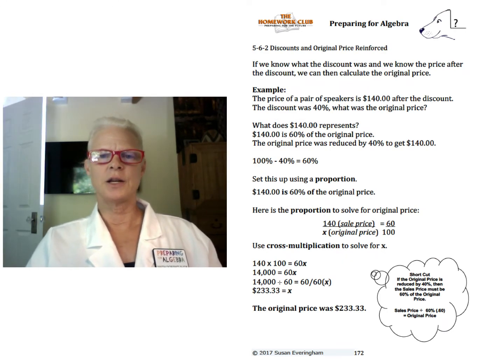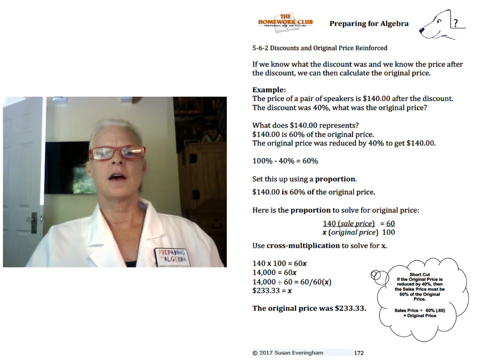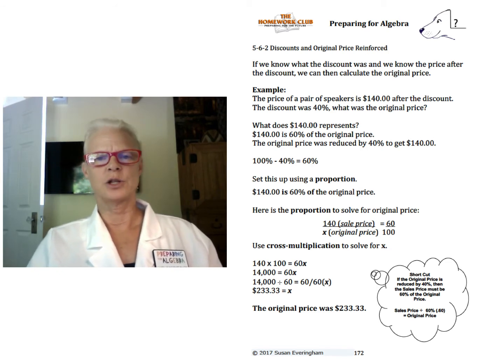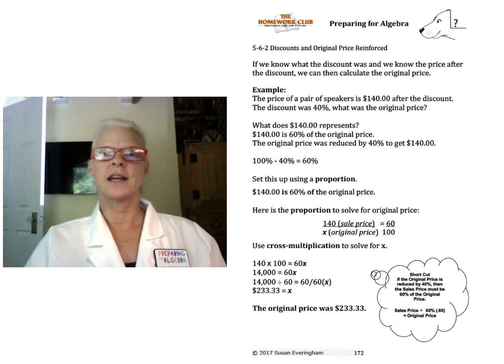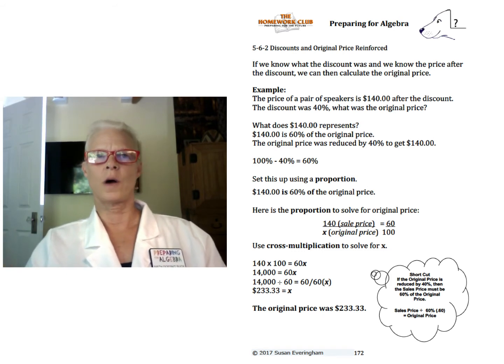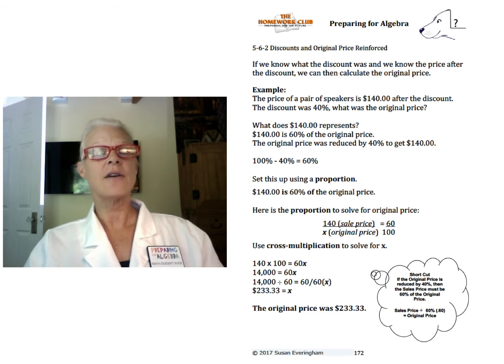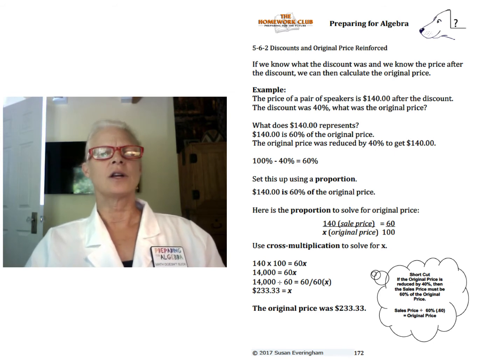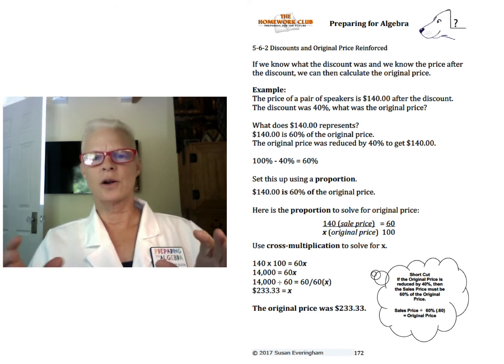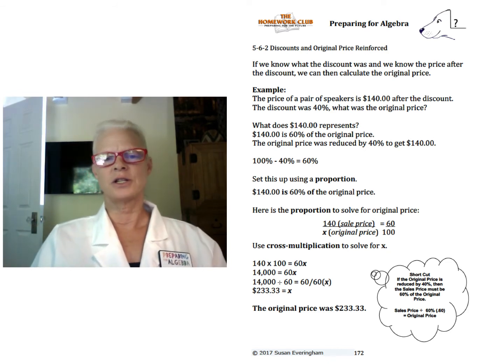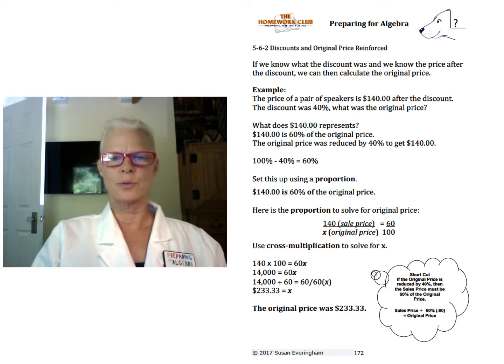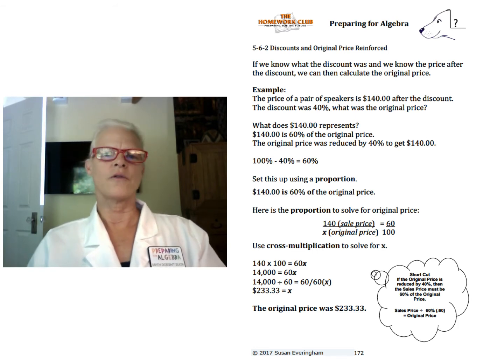We're going to continue to reinforce the discounts and finding the original price, or finding the discount. We can go both ways, obviously, it's math. So if we know what the discount was and we know the price after that discount, we can calculate the original price. It's just a matter of what is given. If enough information is given, we can always find the original price, or find the discount, or find the sales price.